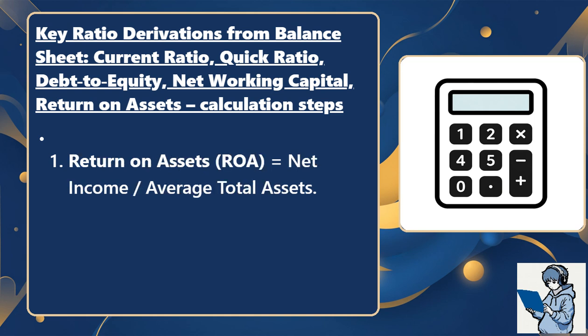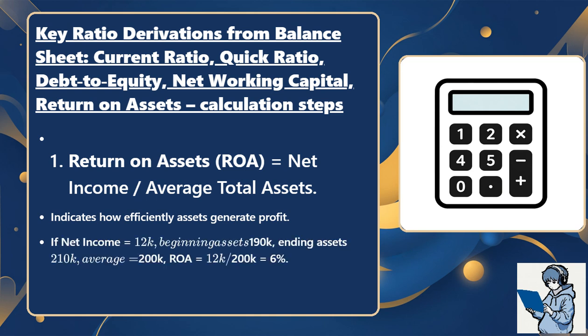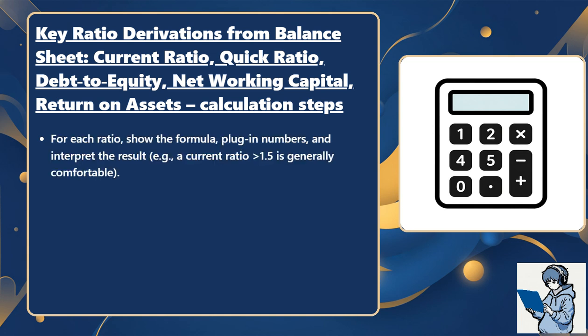Return on assets equals net income divided by average total assets. It indicates how efficiently assets generate profit. Net income equals 12,000, beginning assets equal 190,000, ending assets equal 210,000, average equals 200,000. Return on assets equals 12,000 divided by 200,000 equals 6%. For each ratio, show the formula, plug in numbers, and interpret the result. For example, a current ratio greater than 1.5 is generally comfortable.